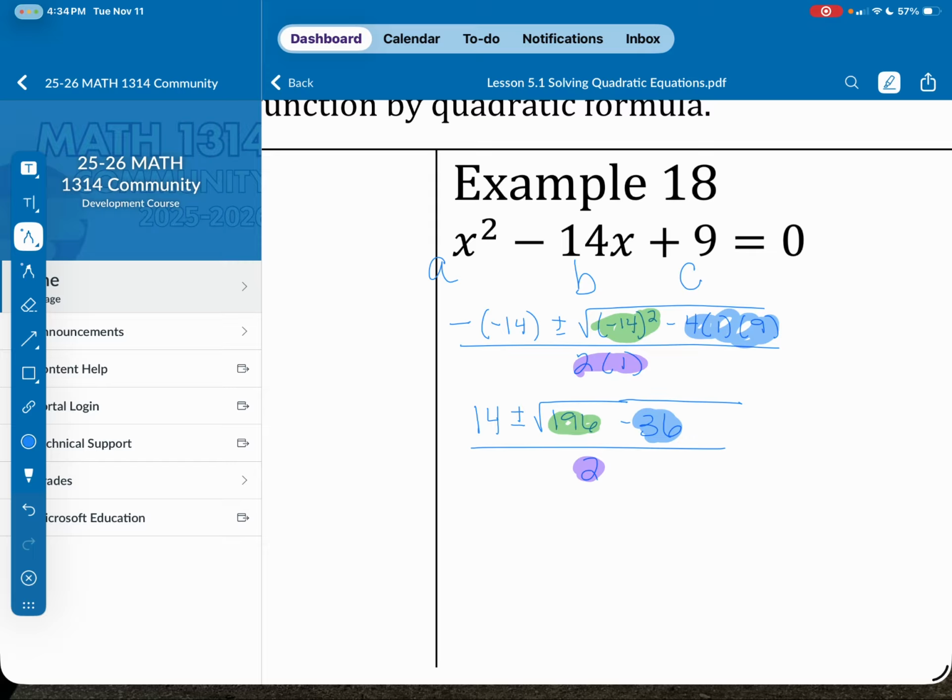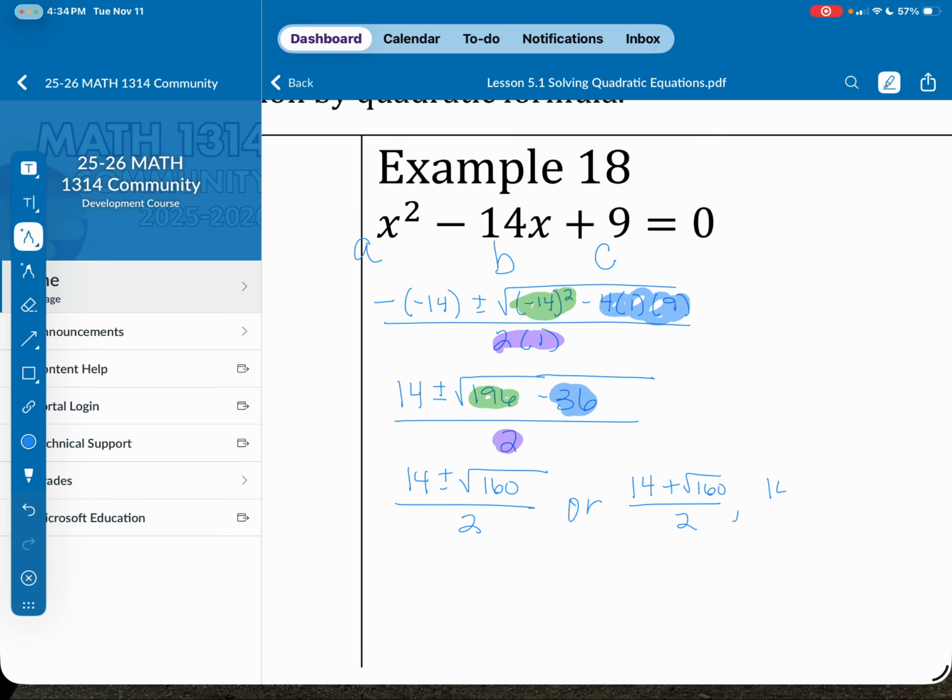All right, and so now I need to do my subtraction inside, so I get 14 plus or minus the square root. 196 minus 36 is 160, all over 2. Okay, and the last thing, actually, she does several ors here. So she will take this answer, or 14 plus square root of 160 over 2, and 14 minus square root of 160 over 2. Or 14 divided by 2 gives me 7. So 7 plus or minus the square root of 160.